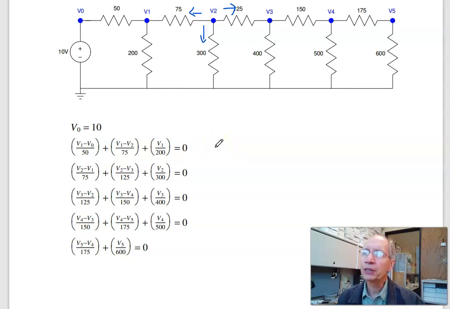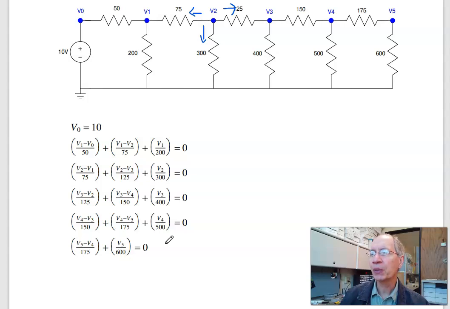There's a trick you can use to check your answers. When I write these equations, at node 1, all the V1s are positive, everyone else is negative. At node 2, all the V2s are positive, everyone else is negative. That's a quick way to check for sign errors. So that's the first part of the problem. Give me n equations for n unknowns. To solve, that's where Matlab comes in.